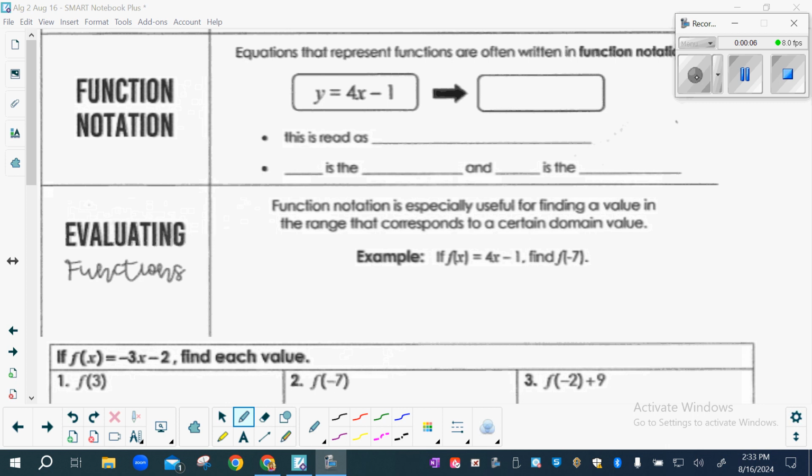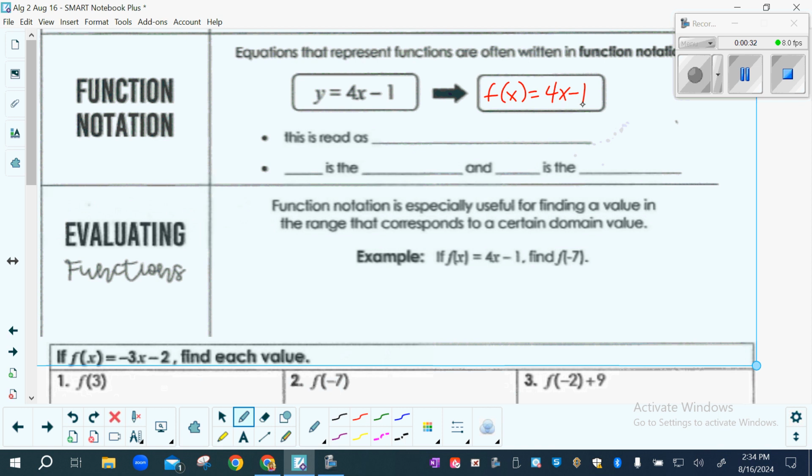Equations that represent functions are often written in function notation. So this would be function notation: f of x equals 4x minus 1. So this here is function notation. This could be an f, it could be a g, lots of different letters.